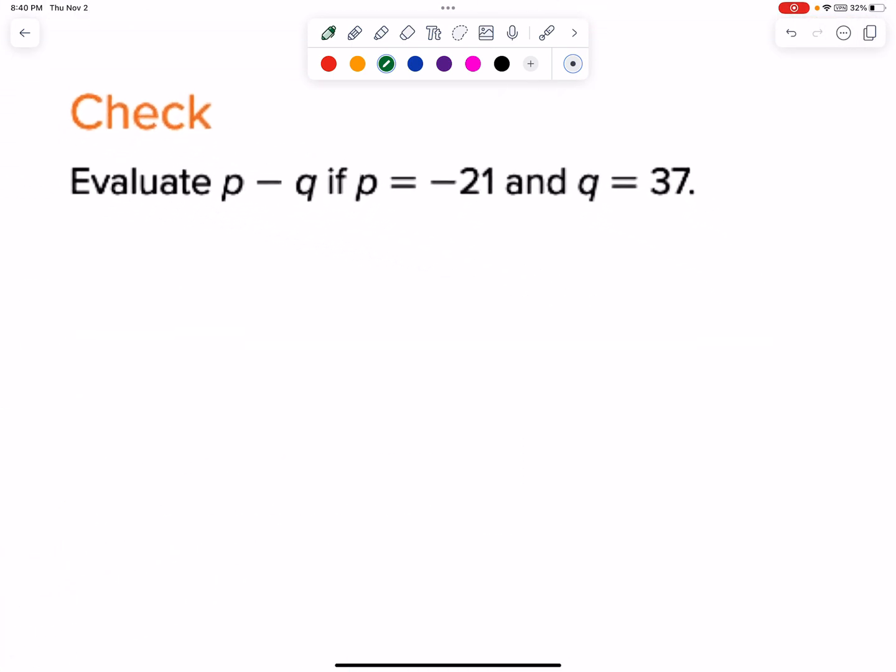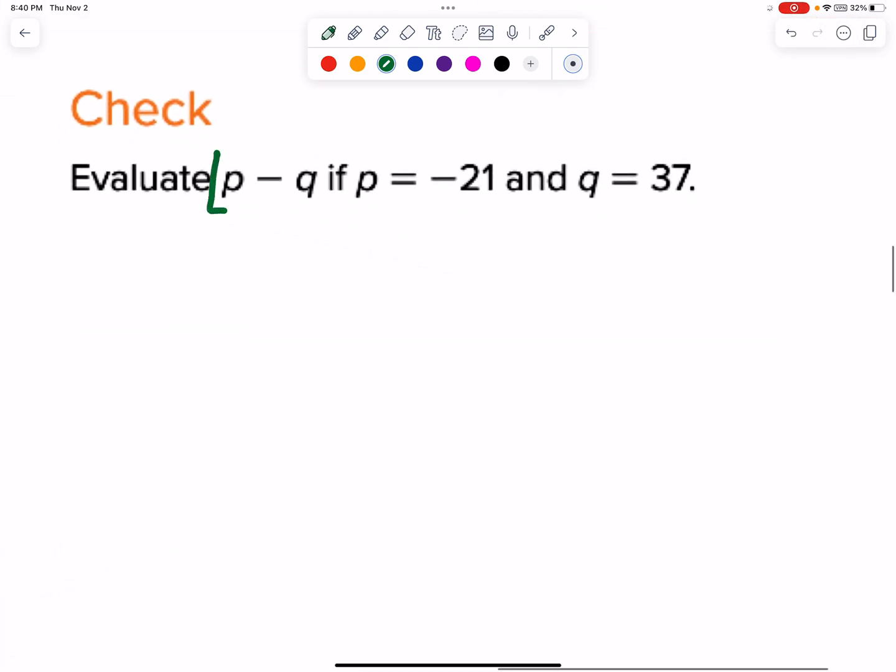All right, let's go ahead and evaluate. Here's your actual equation: P minus Q. Whatever P is, you put that in. Whatever Q is, you put that in. Okay. And so P is negative 21 minus whatever Q is. In this case, it's just 37. Okay. So let's go ahead and do KFC, keep, flip, change. Okay. So you have to look at those all separately.